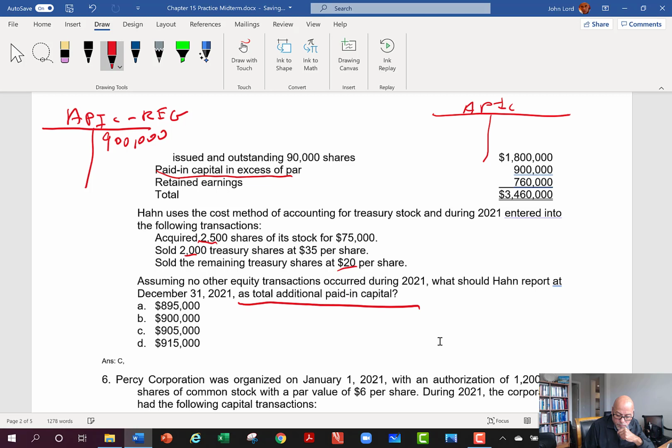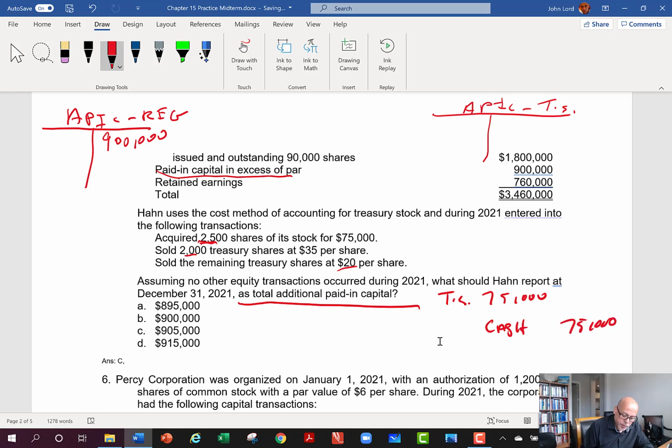So I'm also going to tee up APIC treasury stock, okay? Because I'm thinking, yeah, that's going to have to be part of the answer here. Then I'm just going to go ahead and follow through on these transactions. So they tell me that I acquired 2,500 shares of treasury stock for $75,000. So I'm going to start out just debit treasury stock. And I don't know that I have to do this part to answer this question, but let's just review it. I'm going to debit treasury stock. I'm going to credit cash $75,000. Do that right out.